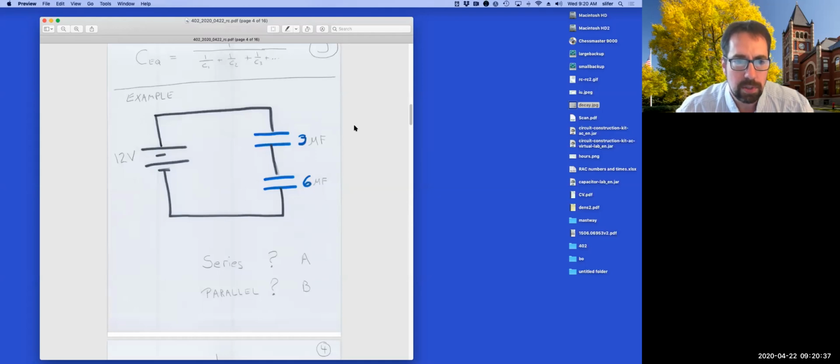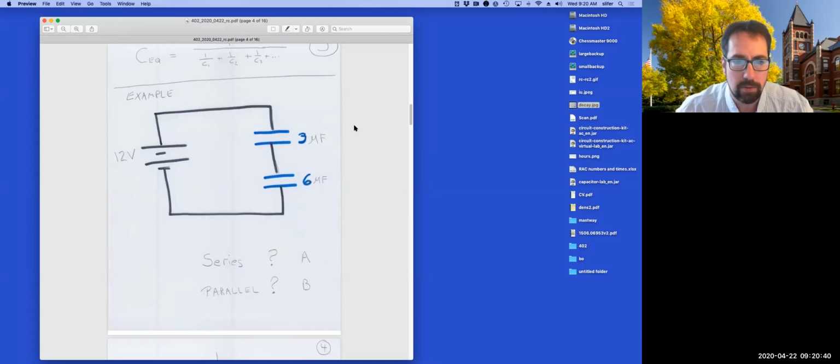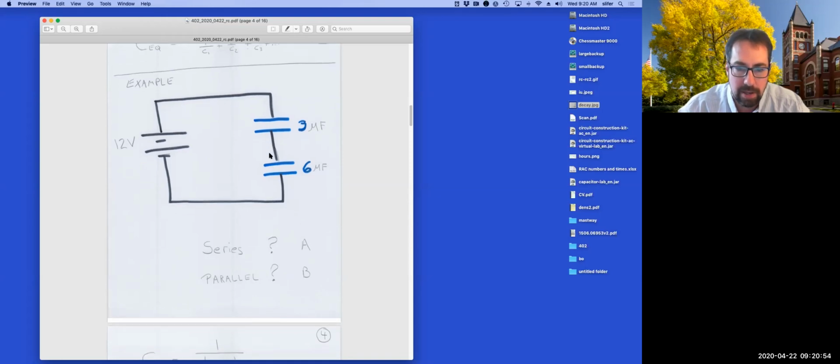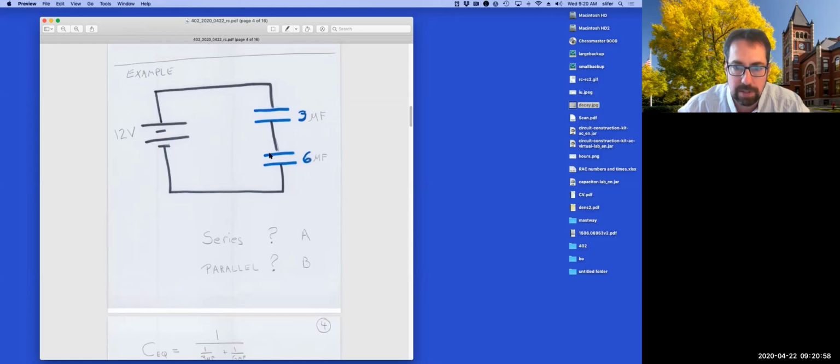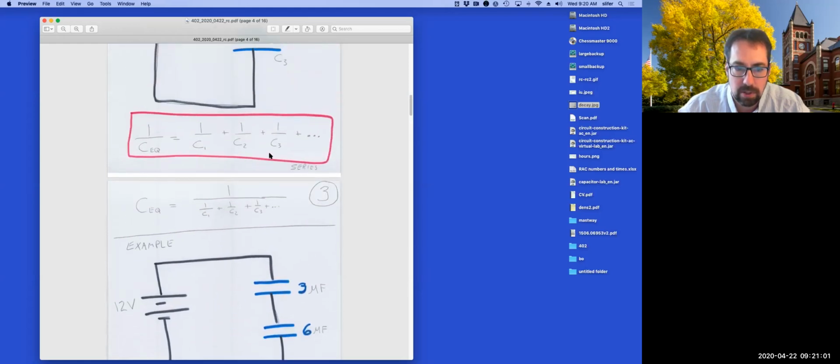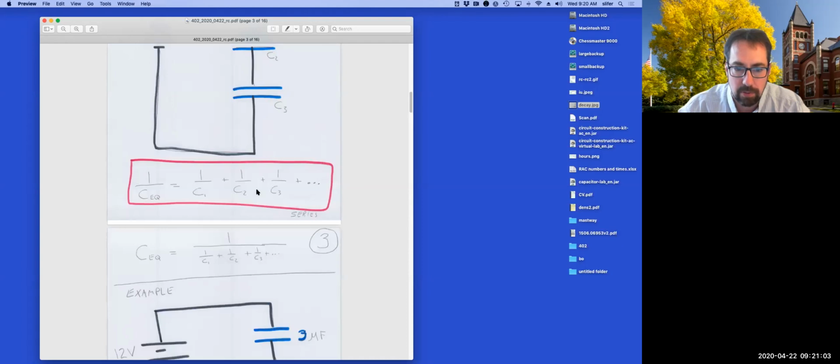So let's do some examples. We have 2 capacitors in series. The answer is A, they are in series. I've got them hooked up to a battery. And how am I going to find the equivalent capacitor? Well, if I've identified that they are in series, then I go back to my formula here, and it's going to be this reciprocal formula.